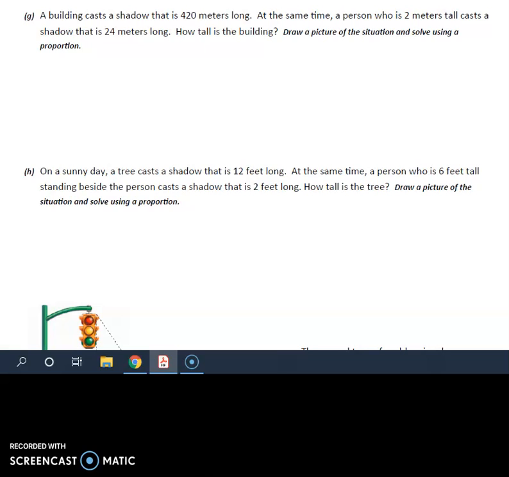All right, problems G and H want you to actually draw the picture for what's happening here, and then try to set a proportion and solve for the missing piece of information. So if we go ahead and do G, turn the video back on to see if you did that completely. We'll go through that problem and then work on H.